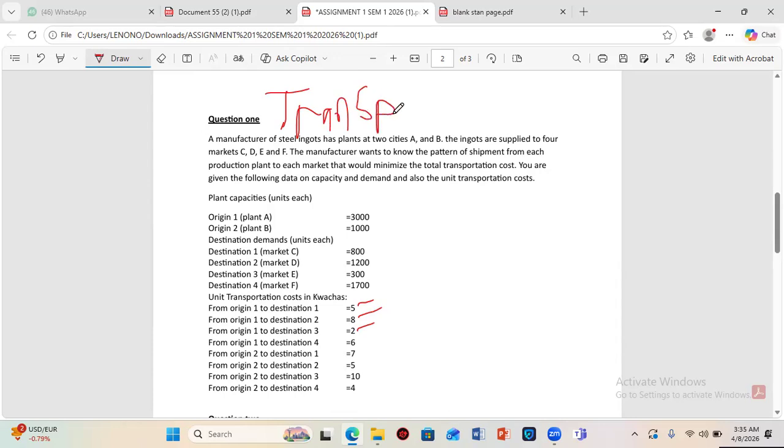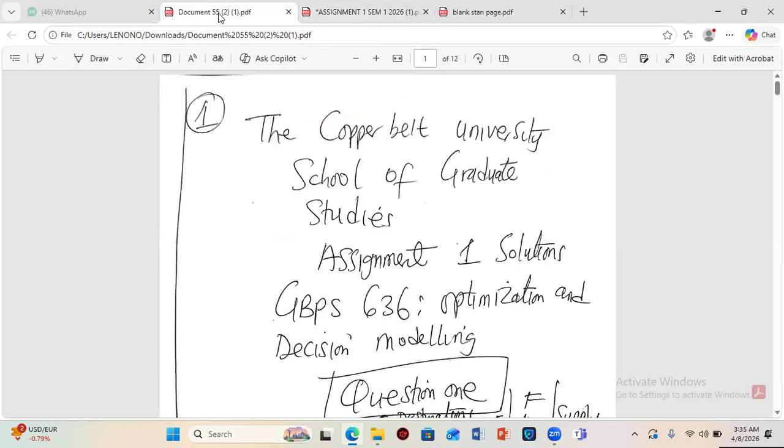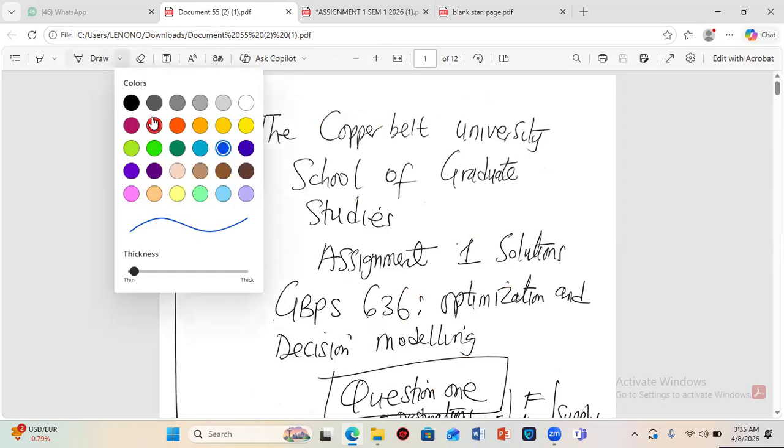The best method we are going to use here is the Vogel method. So the solution that is supposed to be done is here.